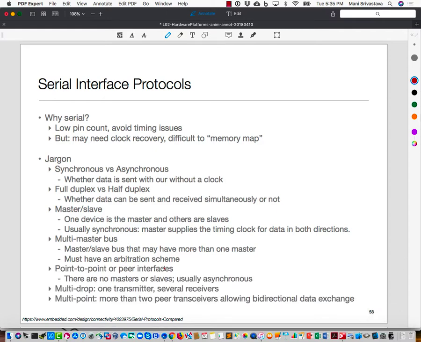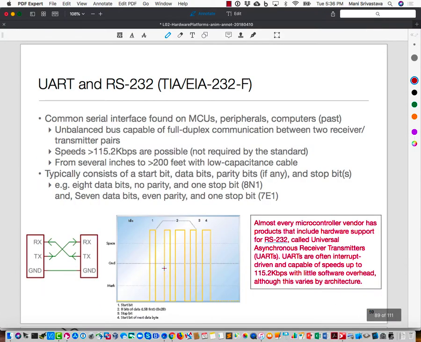And finally, some other terms that you would see: point-to-point or peer interfaces. In this case, no one is the master, no one is a slave, everyone is equal. Then multi-drop, one transmitter, several receivers, and multi-point, more than two transceivers. So these are all jargon you would see, less important, so glossing over them. But across the spectrum of various serial interface standards that exist, and you will find many of them on your MCU, you'll see this kind of terminology being used.